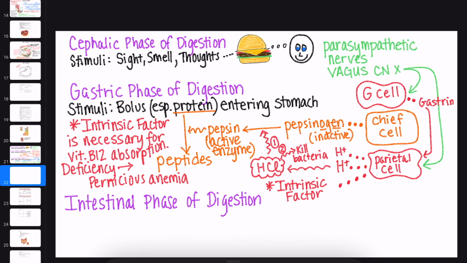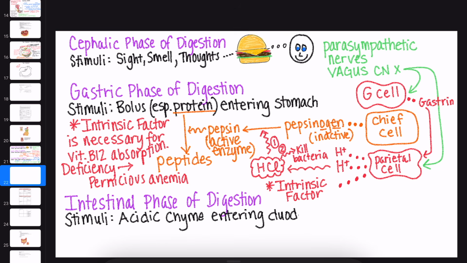And the stimulus for this one is the acidic chyme, that's the mixed up stuff from the stomach, that enters into the duodenum, which is the first part of the small intestine. So, acidic chyme entering the duodenum. So now we have two more special cells come into play, and both of these cells are part of the intestinal wall.